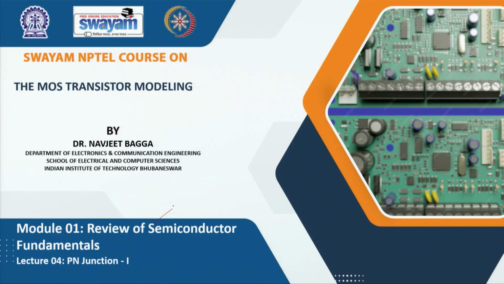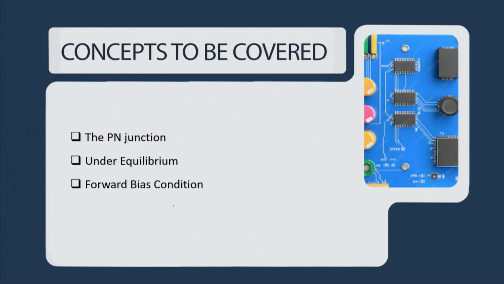We are in Module 1, Review of Semiconductor Fundamentals, lecture number 4, PN junction part 1. In the previous lecture, we discussed the basics of semiconductors and concluded that we have two types of semiconductor, that is N-type and P-type. And we have two types of charge carrier, that is n, which means electrons, and p, which means holes.